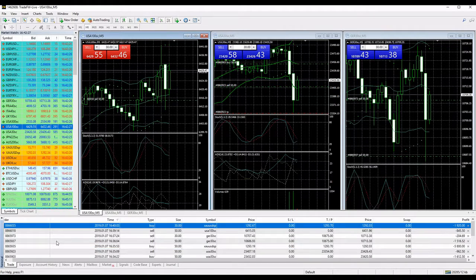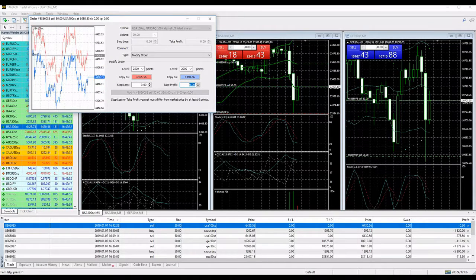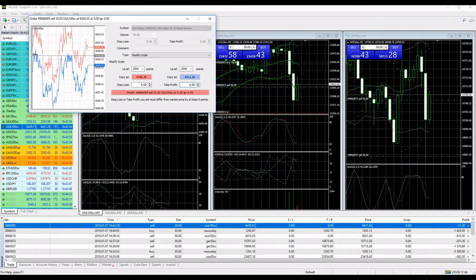So, because I'm expecting here the market to drop again, and I want a bigger profit here, I'm selling it again. Here we go. I just sold USA 100. And on USA 100, my take profit will be the entry level of the other trade, which is at 6,415.